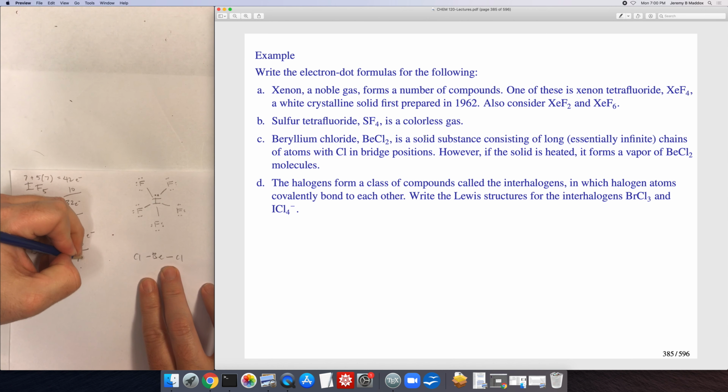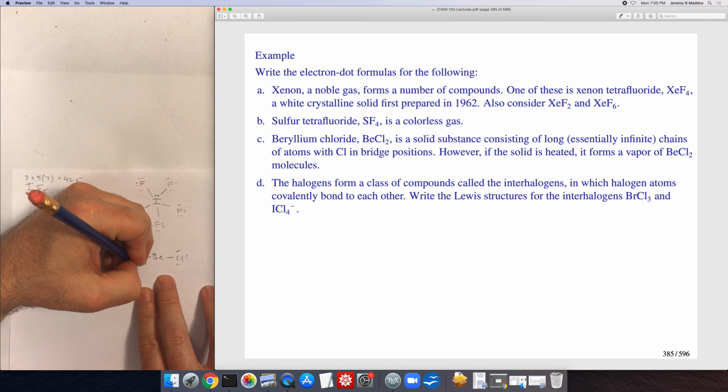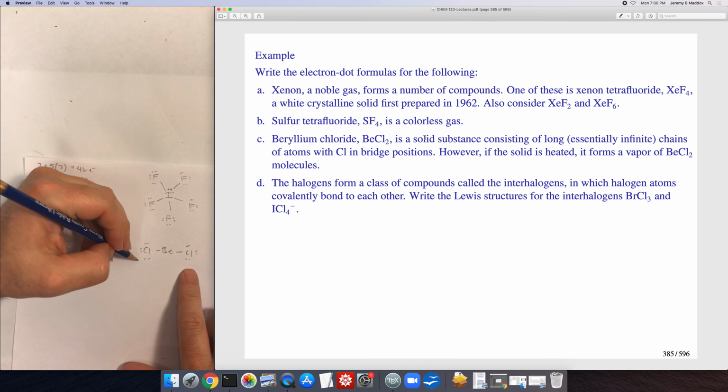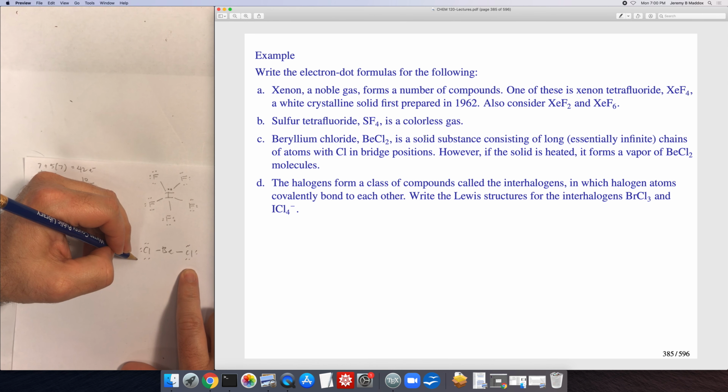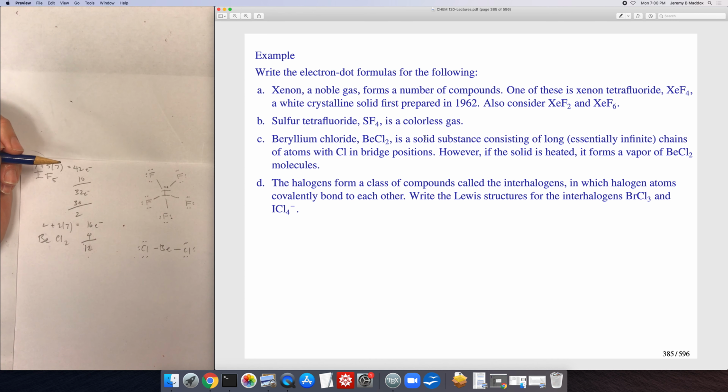1, 2, 3, 4, 5, 6, 7, 8, 9, 10, 11, 12. You see that both chlorines have an octet. The beryllium only has 4 valence electrons around it. It's an example of an electron deficient species. I'm going to go ahead and leave these ones as exercises for you as well.